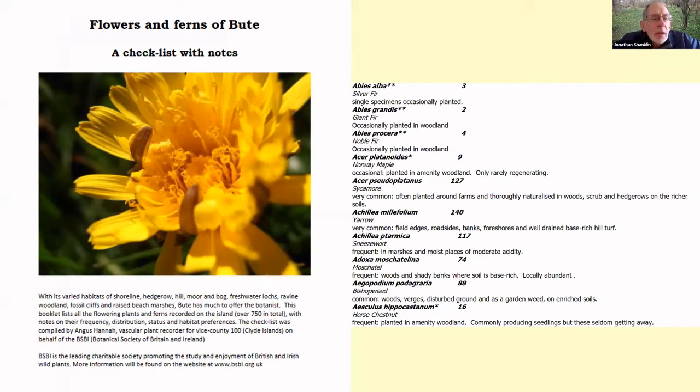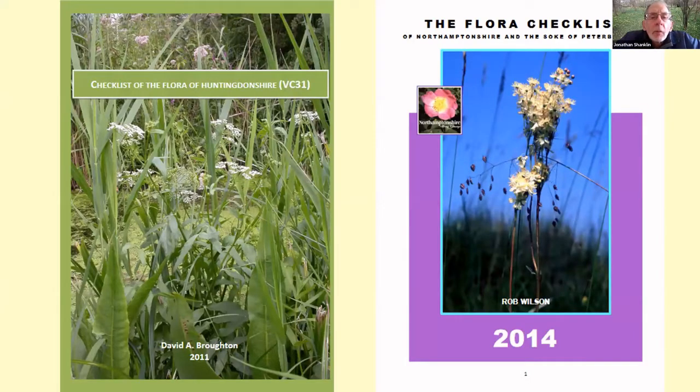So this is an example where there's a checklist with some notes, and so it tells you a little tiny bit about each of the individual plants. And that is used by quite a few counties, and they've produced checklists that are available online. So that's just a couple of examples here.